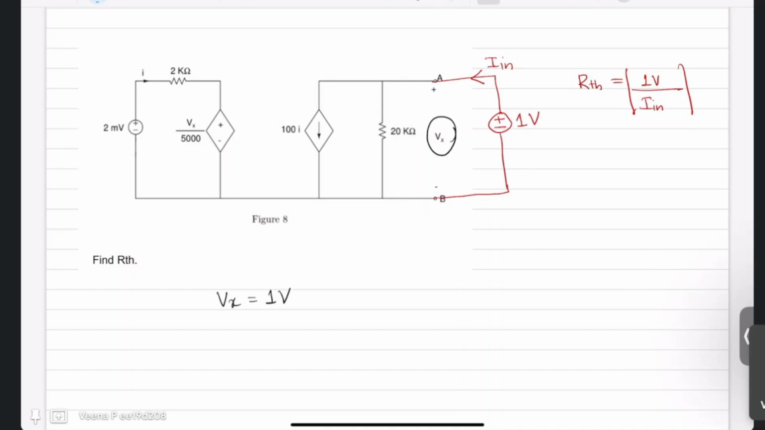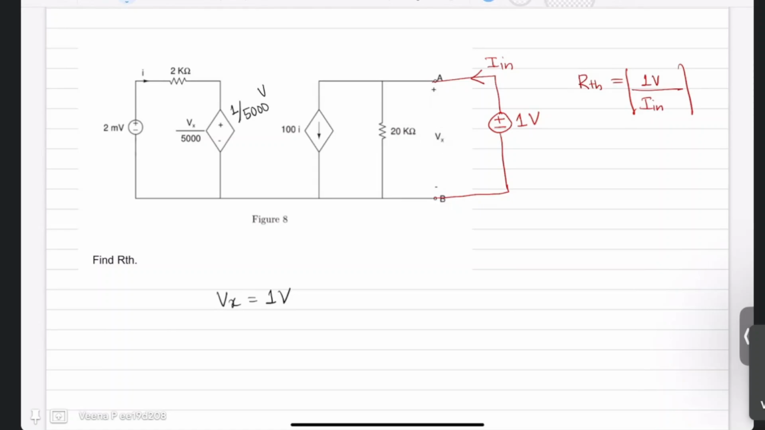This Vx is affecting this circuit here. This voltage source has a value Vx by 500. We already know that Vx is 1 volt, so I can replace this with 1 by 5000 volts. This is your first step: identifying which independent source values you know.